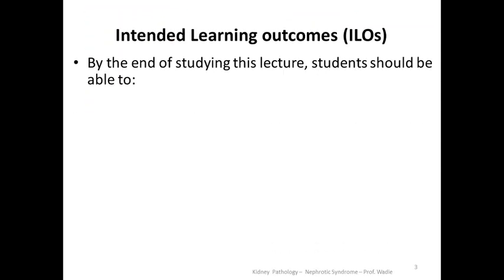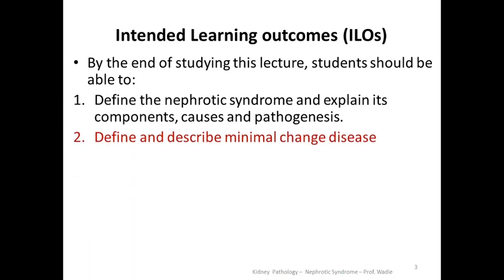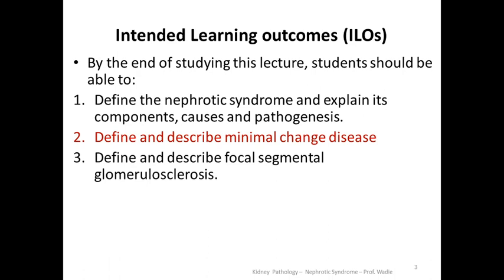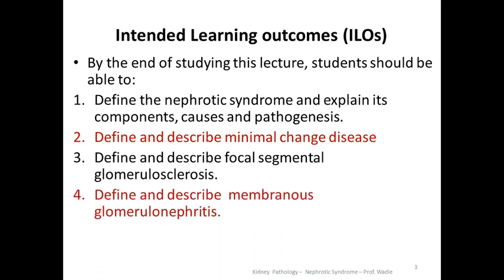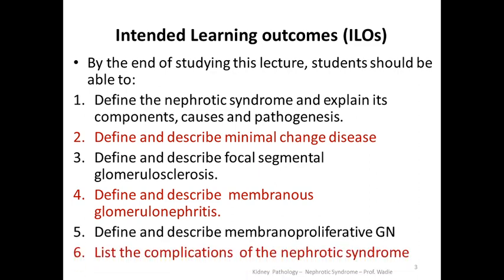By the end of studying this session, students should be able to define the nephrotic syndrome and explain its components, causes, and pathogenesis. Define and describe minimal change disease. Define and describe focal segmental glomerulosclerosis. Define and describe membranous glomerulonephritis. Define and describe membranoproliferative glomerulonephritis. And finally, to list the complications of the nephrotic syndrome.